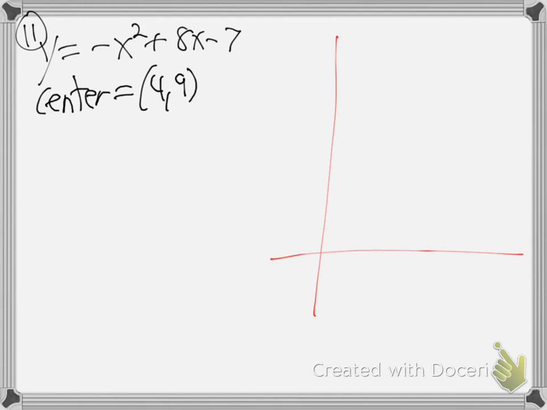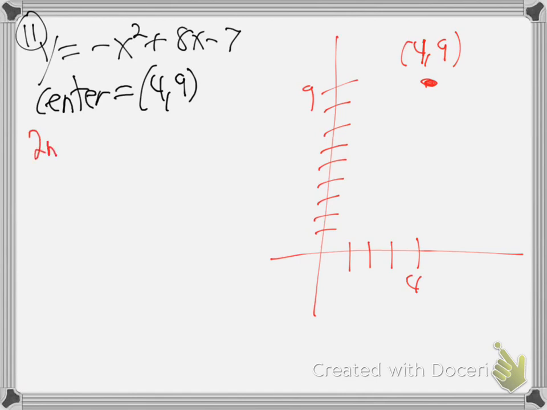So over 4, 1, 2, 3, 4, up 9, 1, 2, 3, 4, 5, 6, 7, 8, 9. So up at 9, over at 4, right there, over 4, up 9. There's the center of the U-shape. Now from that center, where's the U-shape going to go? How do you find the second point? Same way we did before. You use the front slope. So right here, negative 1 over 1.